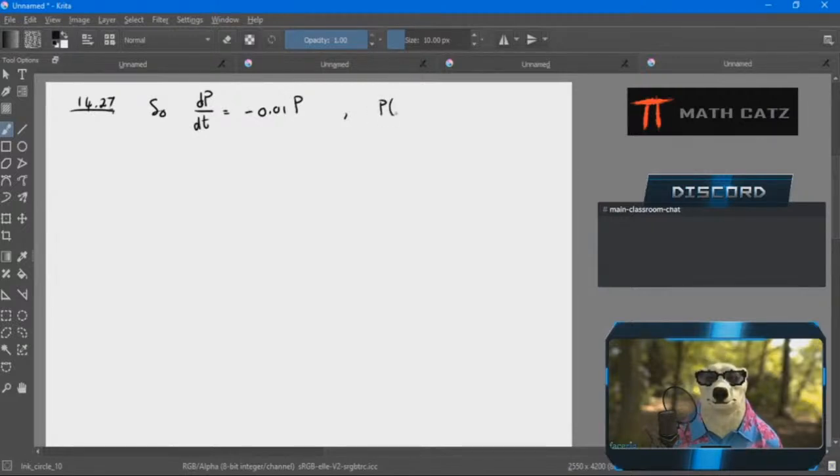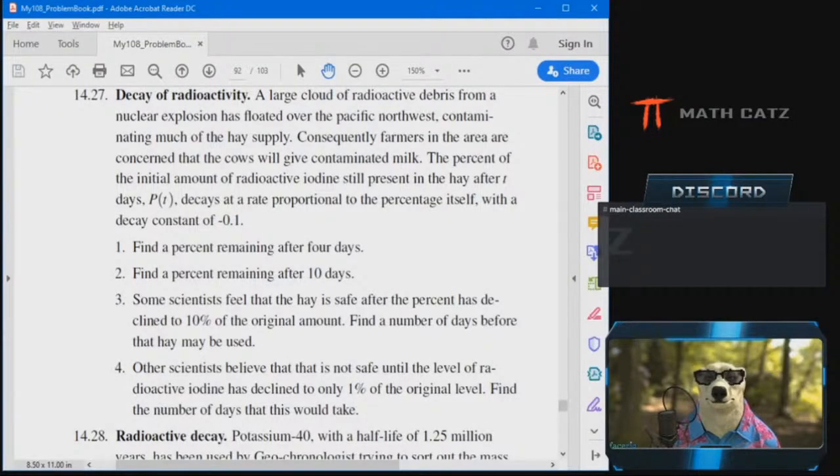My initial percentage, do they tell me that? I don't think they do at all, do they? Let me just triple check here. They're concerned about the cows giving contaminated milk. They define P for me. It decays at a rate proportional to the percentage itself with a decay constant of negative 0.01.